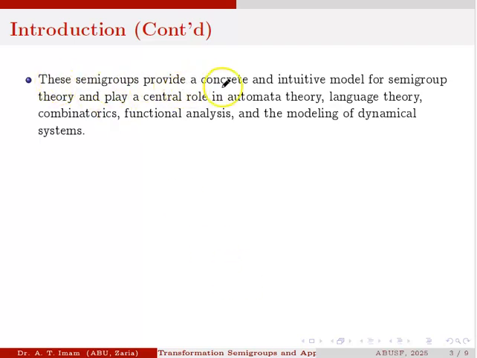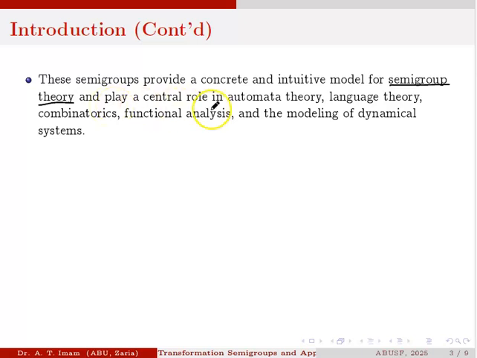These semigroups provide a concrete and intuitive model for semigroup theory and play a central role in automata theory. So we are talking about transformation semigroups here. And actually, they provide a concrete model for semigroups. So generally speaking, every semigroup can be embedded in a semigroup of transformations, which means you can model every semigroup as a semigroup of transformations.